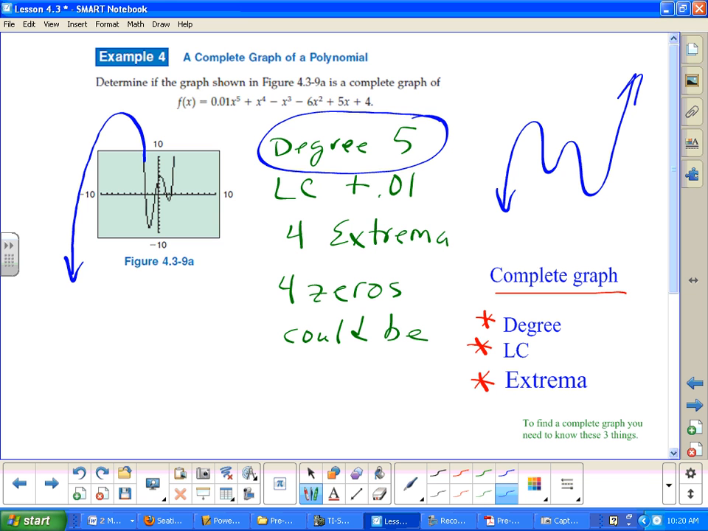So when you're asking whether that's a complete graph or not, you have to look at degree, leading coefficient, and the number of extrema, specifically degree and leading coefficient, because the degree tells you whether they're going to go opposite directions if it's odd, same direction if it's even. The leading coefficient just tells you where it starts and where it should end.